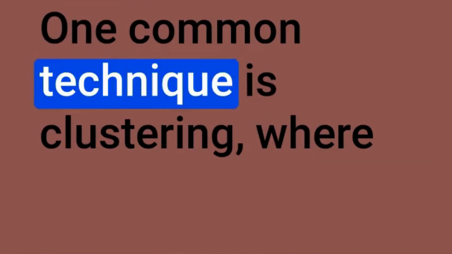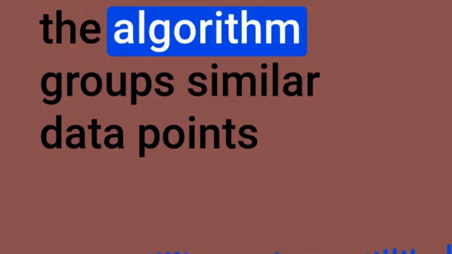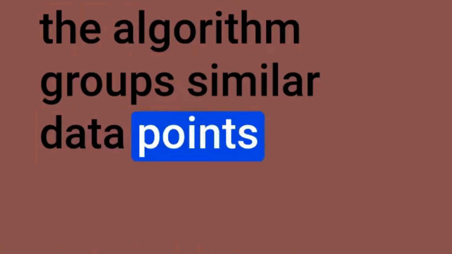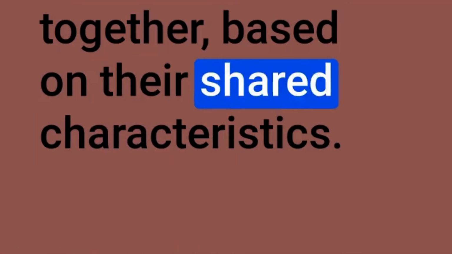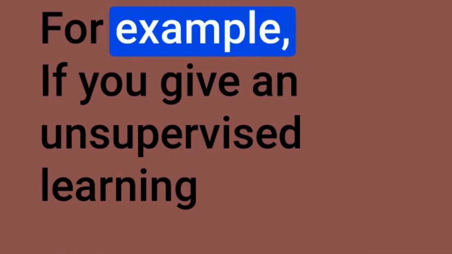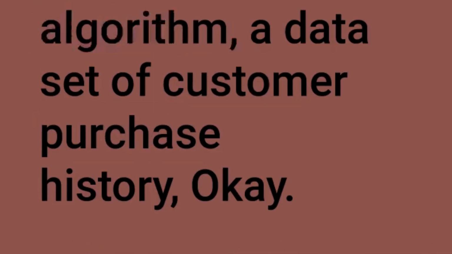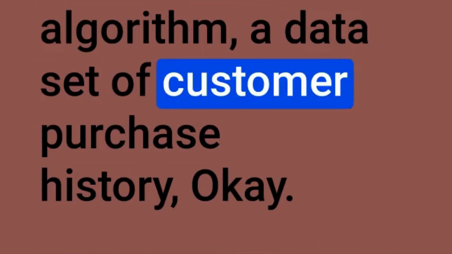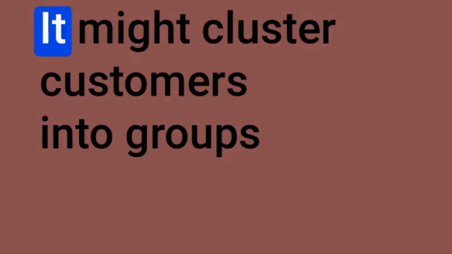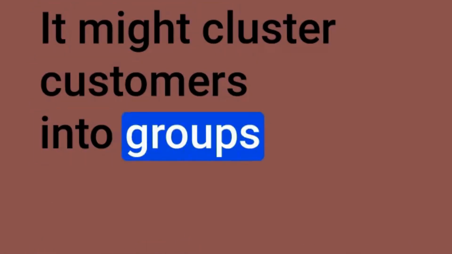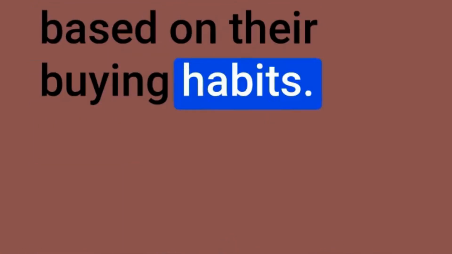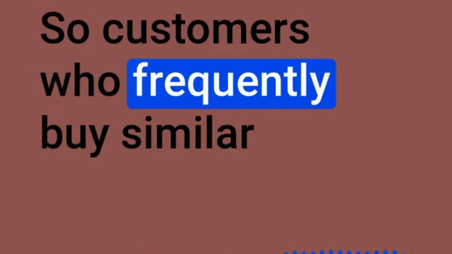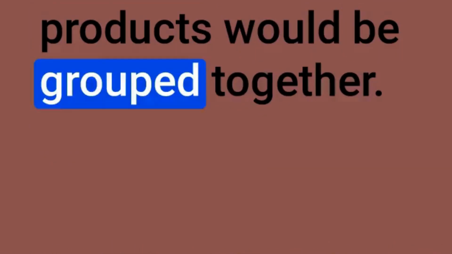One common technique is clustering, where the algorithm groups similar data points together based on their shared characteristics. For example, if you give an unsupervised learning algorithm a data set of customer purchase history, it might cluster customers into groups based on their buying habits. So customers who frequently buy similar products would be grouped together.